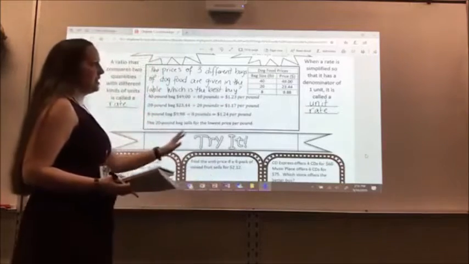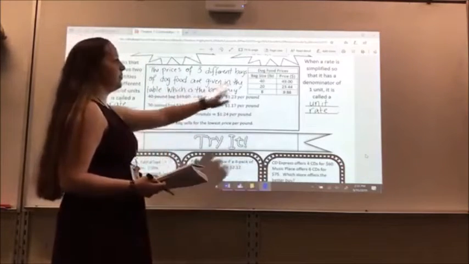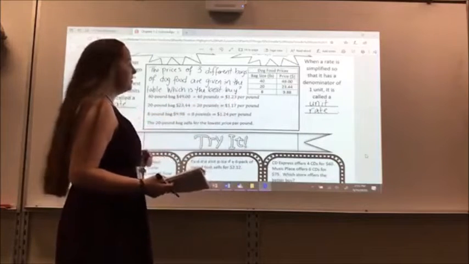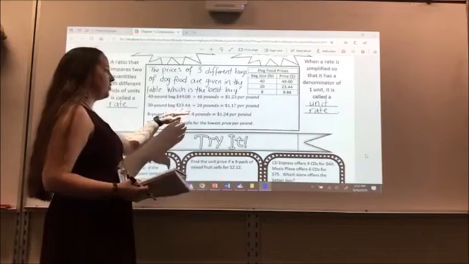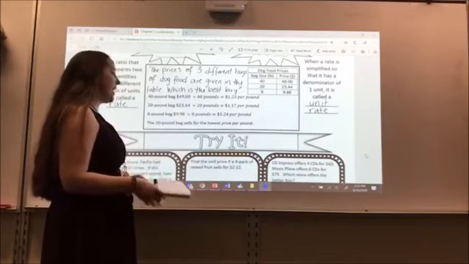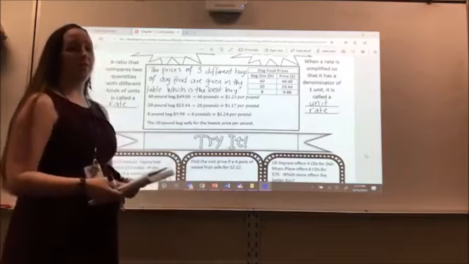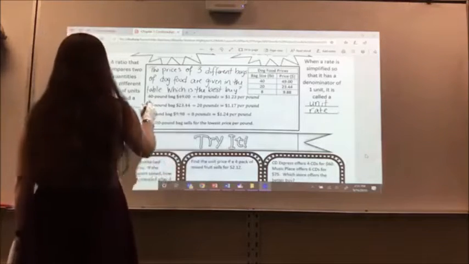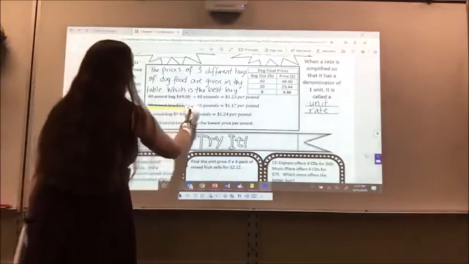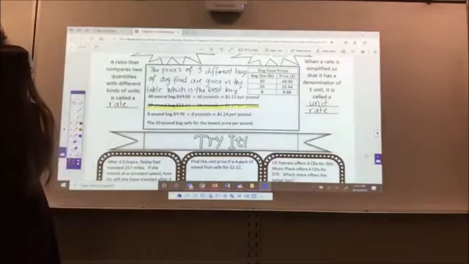So what we need to do is take the price divided by the pounds. $49 divided by 40 pounds is $1.23. The 20-pound bag is $23.44 divided by 20, which gives us $1.17. The 8-pound bag is $9.98 divided by 8 pounds, which gives us $1.24. So the best buy is the 20-pound bag of dog food. That's the best buy.